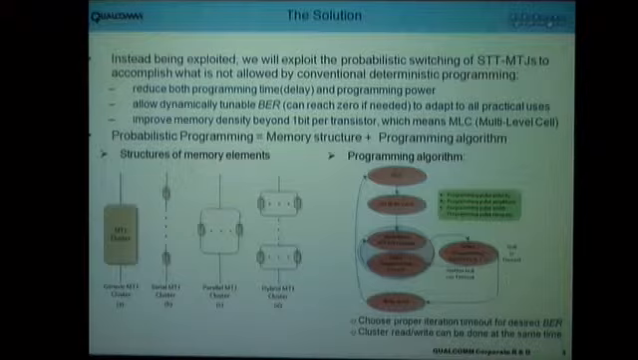Also, if we use special circuitry, the sensing of the cluster and the application of a programming pulse can be done at the same time. So in our analysis, we don't consider the sensing as a cost.